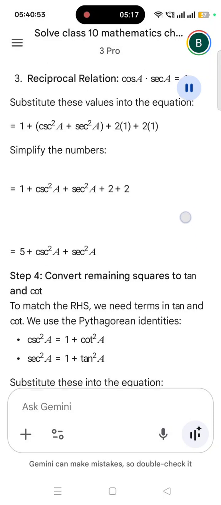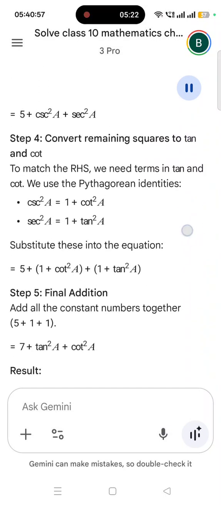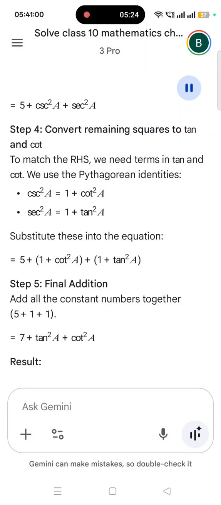Step 4. Convert remaining squares to tan and cot. To match the RHS, we need terms in tan and cot. We use the Pythagorean identities: cosec squared A equals 1 plus cot squared A, and sec squared A equals 1 plus tan squared A. Substitute these into the equation.